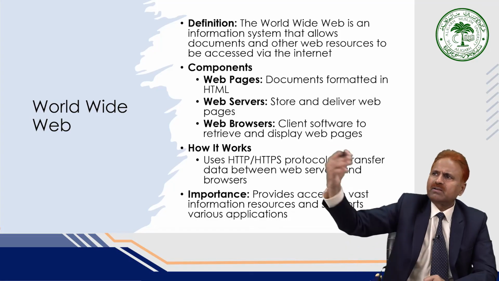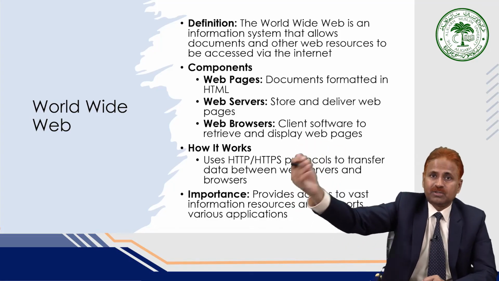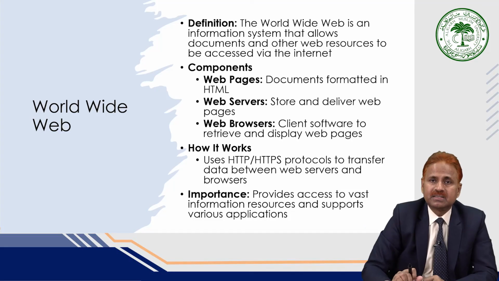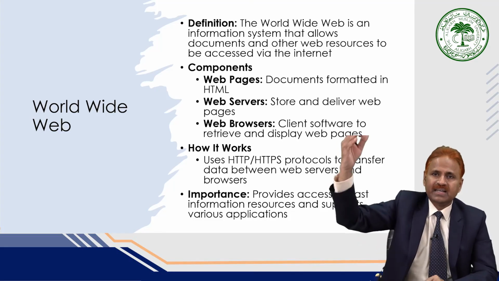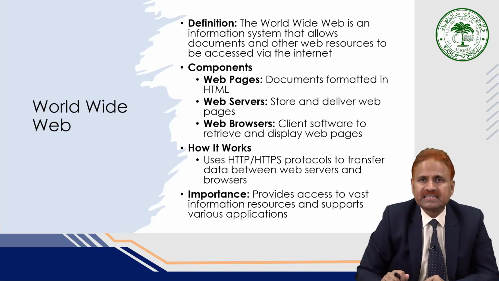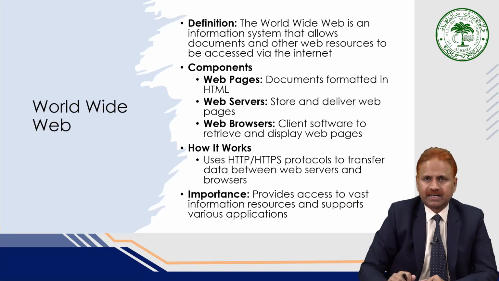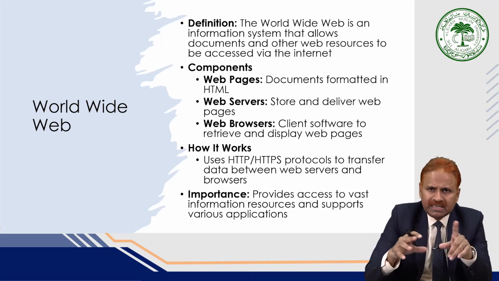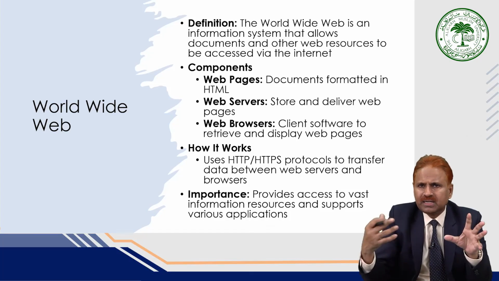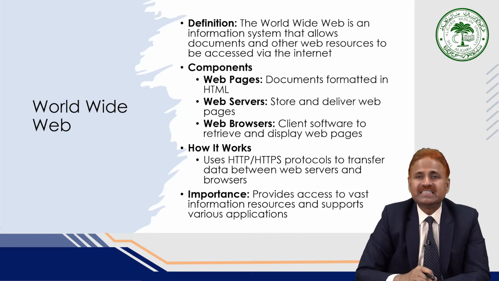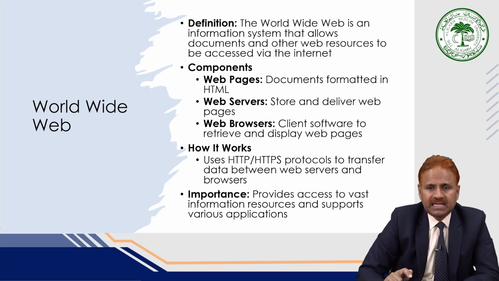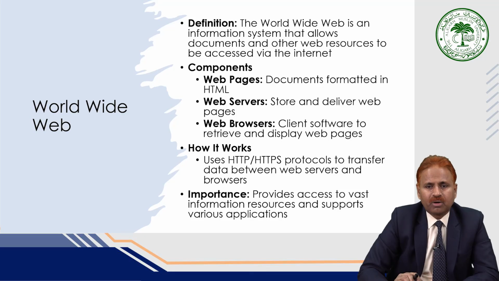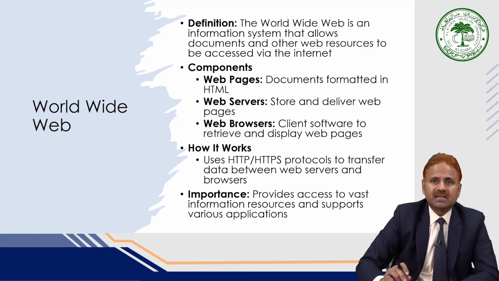So say for example, if you are transmitting some information from the bank server to you, that is confidential or very important information. In that case, we use HTTPS secure, so that in between no hackers can see the data, or hack the data, or change the data. You might have seen in many cases in bank transactions or in digital payment transmission, they use HTTPS basically, the secure protocol. What is the importance? It provides access to vast information resources and supports various applications.